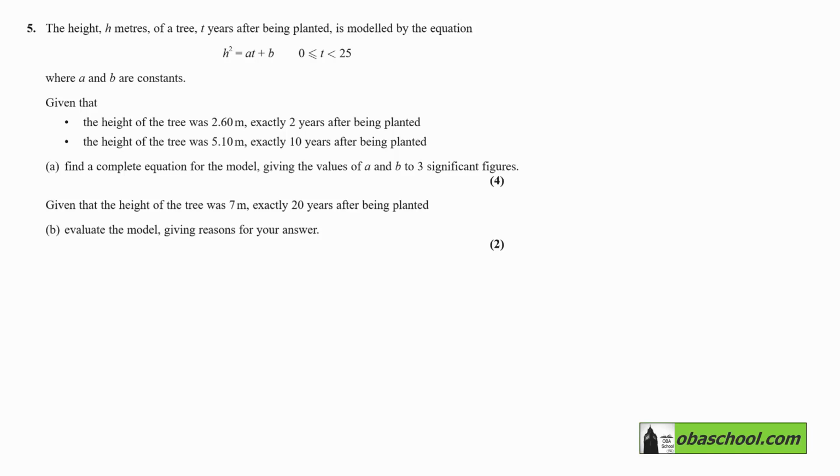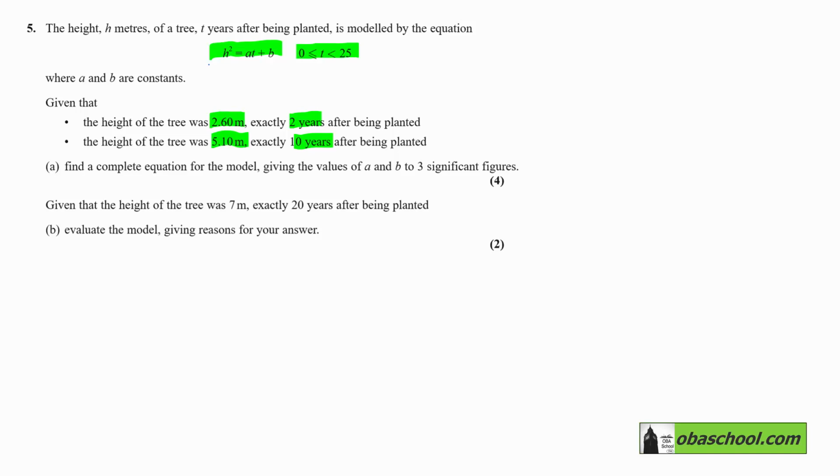The height, h meters, of a tree t years after being planted is modelled by the equation h squared is equal to at plus b, for values of t between 0 and 25, where a and b are constants. Given that the height of the tree was 2.60 meters exactly 2 years after being planted, and 5.10 meters exactly 10 years after being planted, find a complete equation for the model, giving the values of a and b to 3 significant figures.